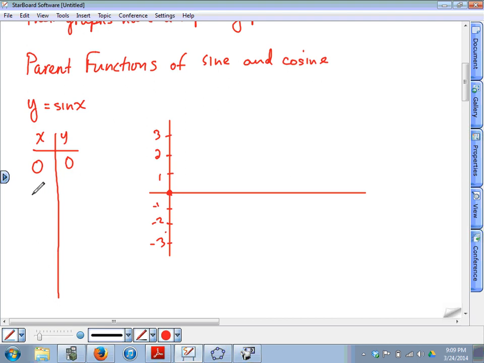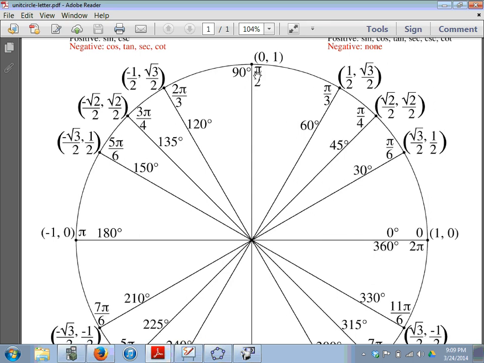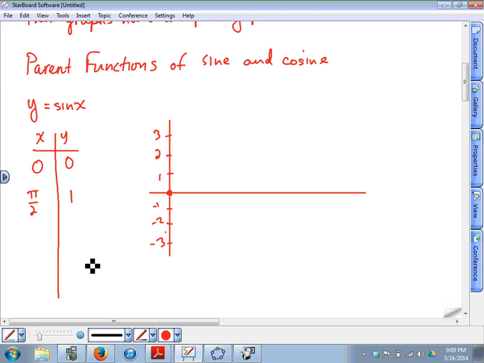The next value we're going to choose, we're going to keep these all quadrantal angles, so angles that lie on either the x or the y axis. We're going to choose pi halves. That's at the top of the unit circle here. This is pi halves or 90 degrees. The y value at 90 degrees or pi halves is equal to 1, so pi halves comma 1.